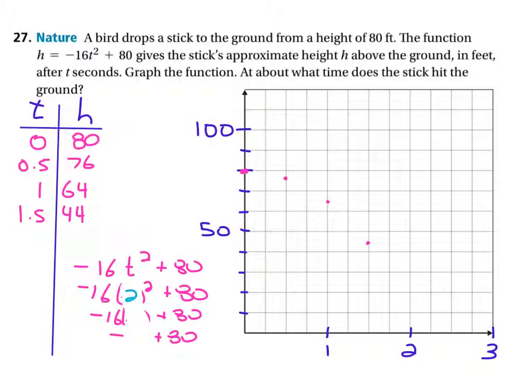So plugging in 2 there, 2 squared is 4. Negative 16 times 4 is negative 64. I know that one. And negative 64 plus 80 is 16. So when we have 2 seconds in, this thing is down to 16. And so if we plot that, that's like this, 2, comma, 16, right around there.